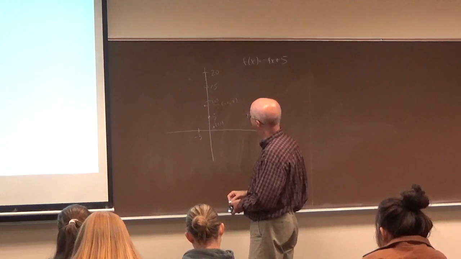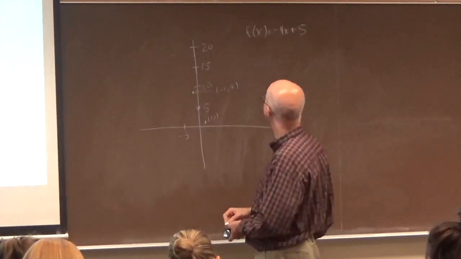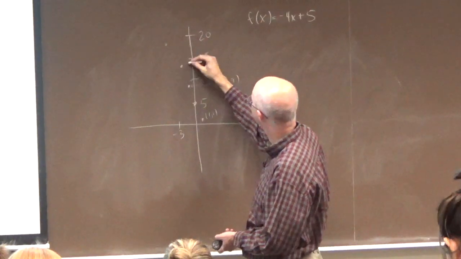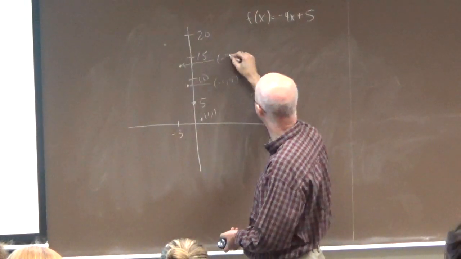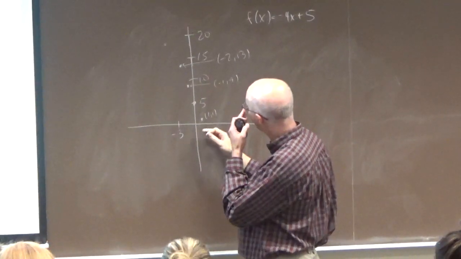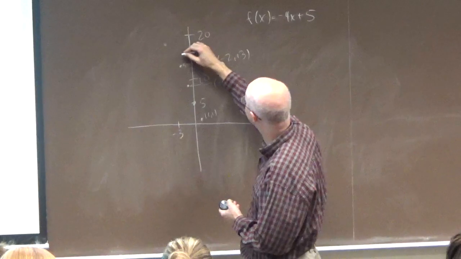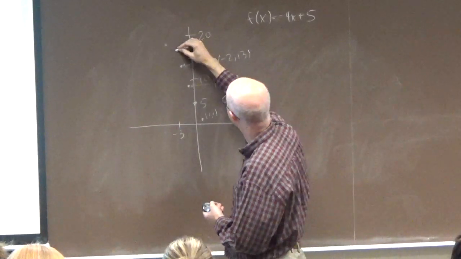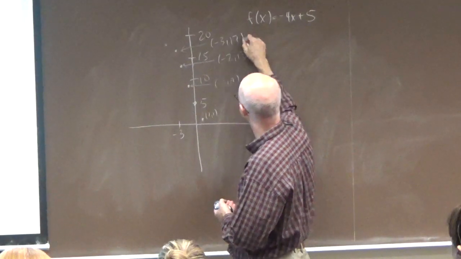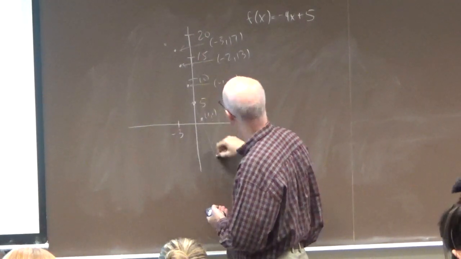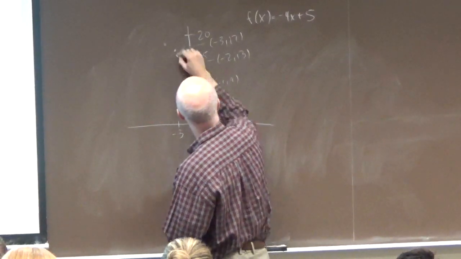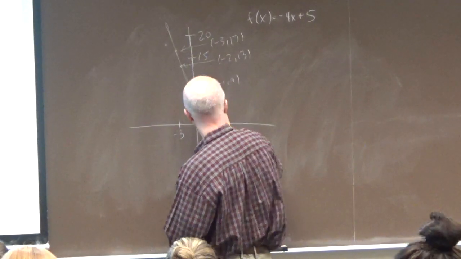It goes to the point negative 2, positive 13. That point there has coordinates negative 2, positive 13. And if you go up by another 4 in the y value, and down by another 1 in x value, it goes to the point negative 3, 17. So it's a straight line through those points. Pretend this is a straight line. Okay?